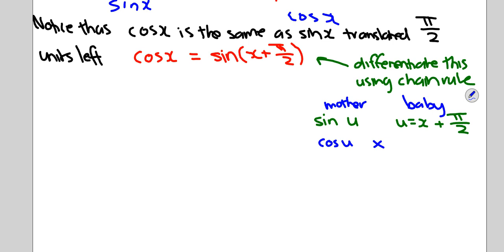What's the derivative of the baby? x plus pi over 2. Pi over 2 is just a number. So is it just 1? Yeah, why is it just 1? Because it's like 1x. Think of it as being like 1x plus 7. Then that would just become 1.